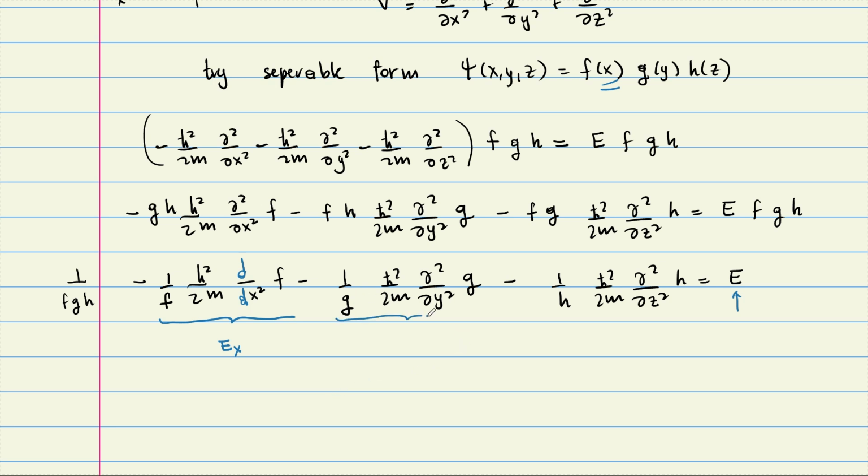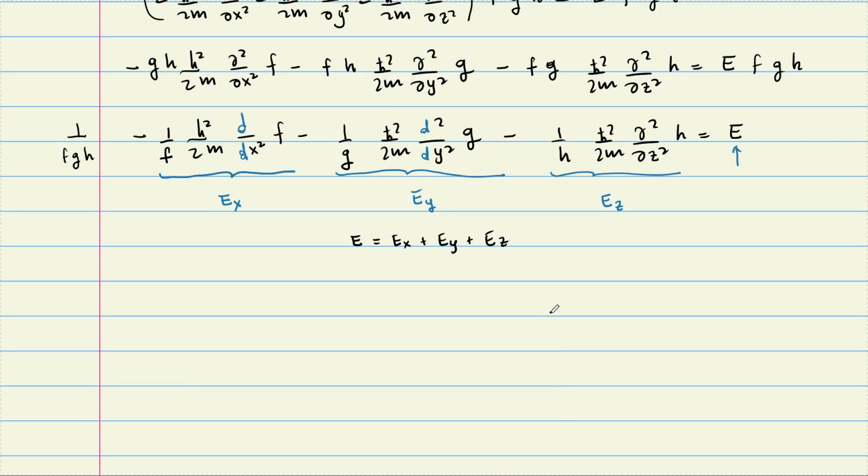And the same thing for here. This is a full derivative with respect to y, and I'll call this constant E of y. And another here, I'm going to call this constant E of z. So in total, energy is going to be Ex plus Ey plus Ez. These are constants in the sense that this is a constant because there's only x here. There's no y and z. So this is a constant for the y and z components, and I call it Ex.